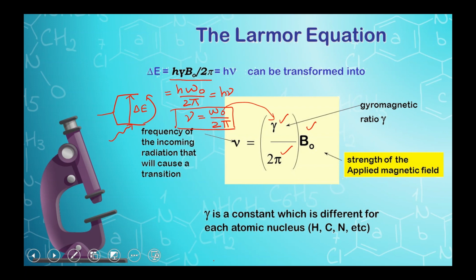So B0 is the strength of the applied field, nu is the frequency of the incoming radiation that will cause a transition, and gamma is the gyromagnetic ratio. So when this nu matches the omega 0, what will happen? I'll have the excitation from the lower level to the higher level, and this is known as resonance. So when this radio frequency resonates with the precessional frequency, the nuclei will get excited from the lower state to the excited state. That is why it is known as nuclear magnetic resonance. Is it clear? I hope.